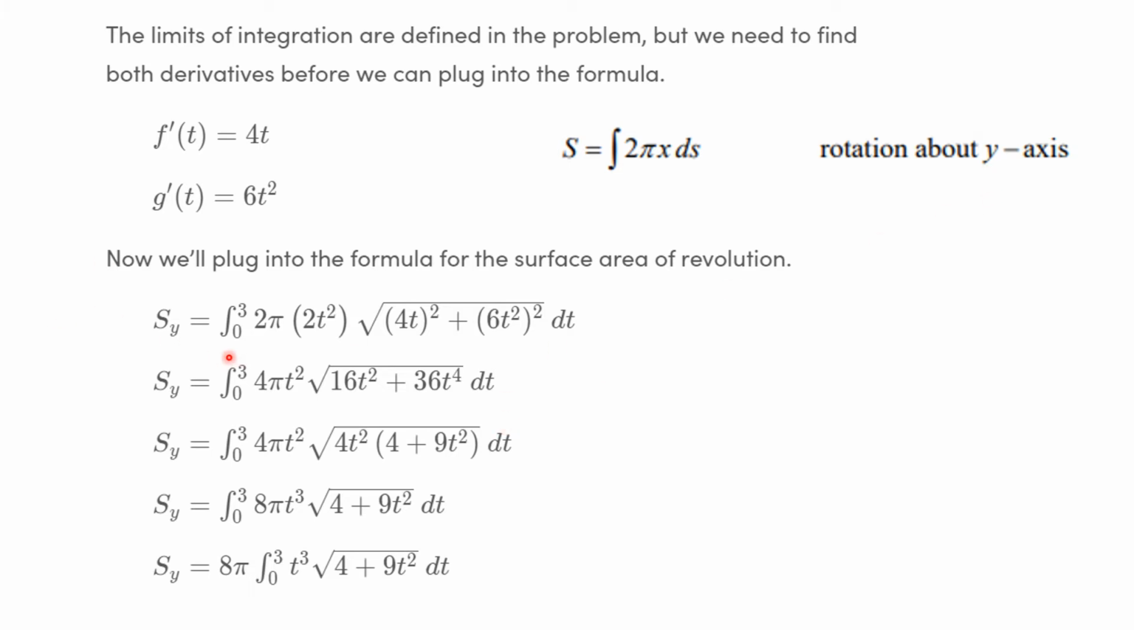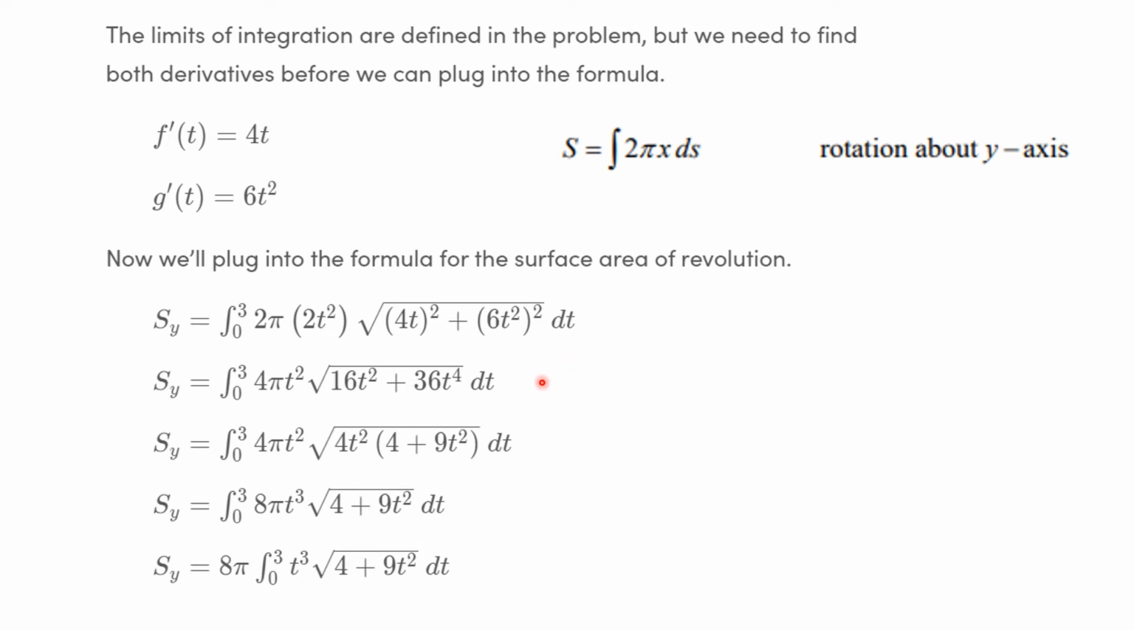This is the integral from 0 to 3 of 2 pi, and here is x, and x, you remember, was f of t, that's in the previous slide, but that is 2t squared. Then what I'm going to do is square each of these derivatives and add them together. This is the ds in parametric form. So this is 4t whole squared plus 6t squared whole squared dt. So I square that and I get this kind of an expression. 2 times 2 is 4, and so that's pretty straightforward.